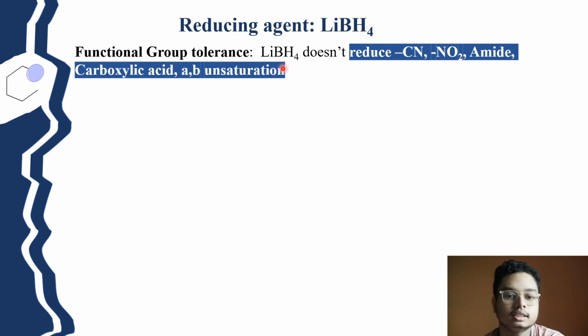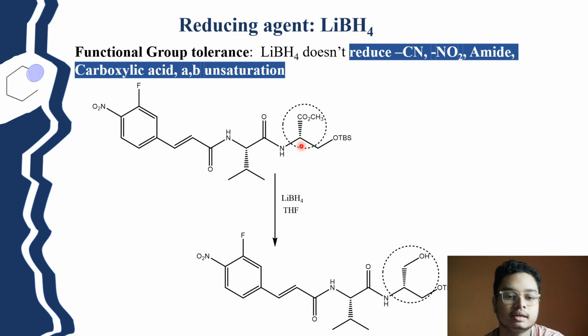As for functional group tolerance, LiBH4 doesn't reduce CN (cyano), NO2, amide, carboxylic acid, and alpha-beta unsaturated compounds. Here you can see a bigger example, where the starting material contains different types of groups: an amide group, NO2, a halogen, and an ester. While treating with LiBH4 in THF, you find that only the ester group is selectively reduced to the corresponding alcohol, whereas the other functional groups remain intact. So it is a very chemoselective reaction.